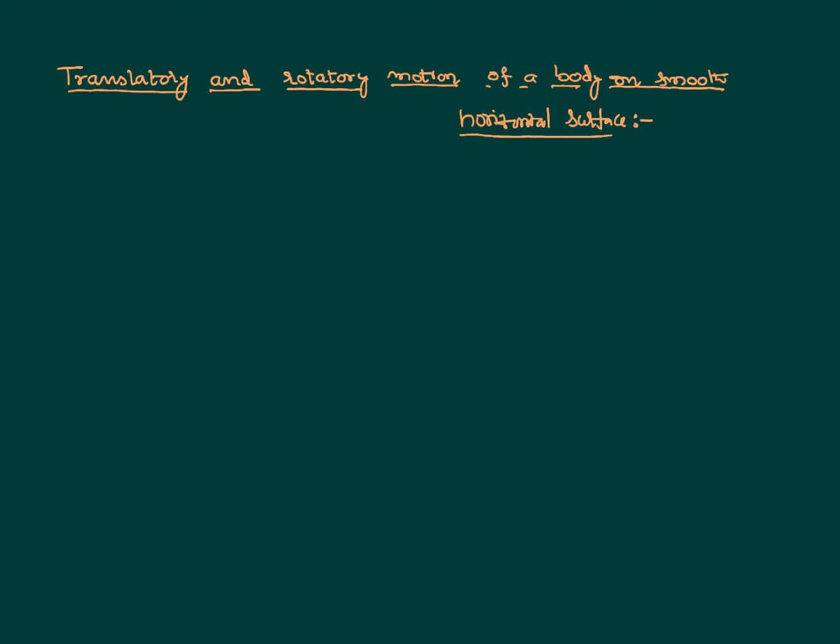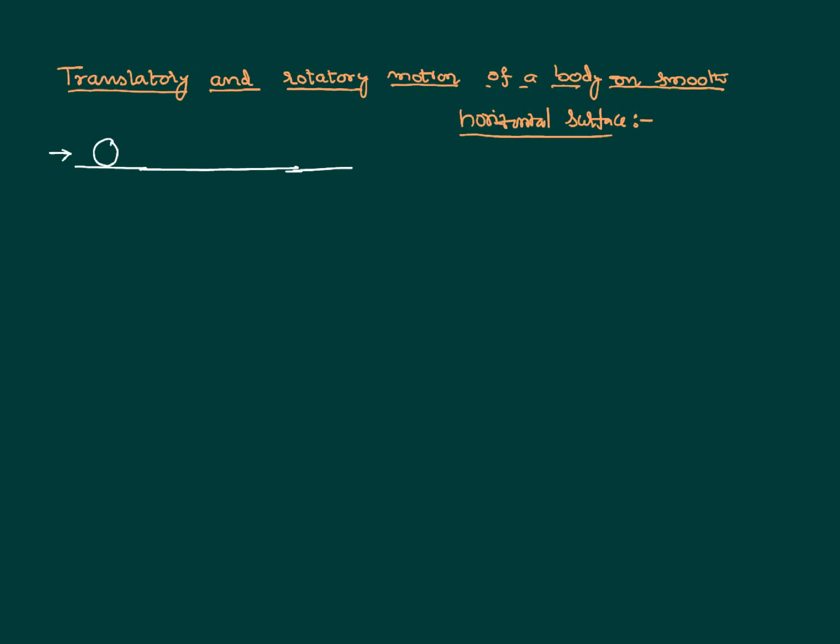Hello everyone. Here in this post, we would like to discuss briefly how to study both translatory and rotatory motion together for a body. For example, we are having a smooth surface, or assume it's like a rough surface but slightly rough, and we are ignoring the frictional force. Let us imagine a body like a ring or a ball, and it is pushed.